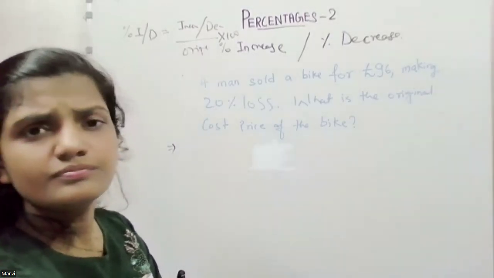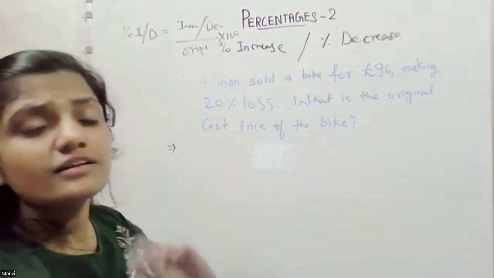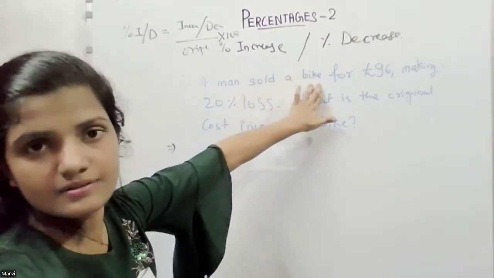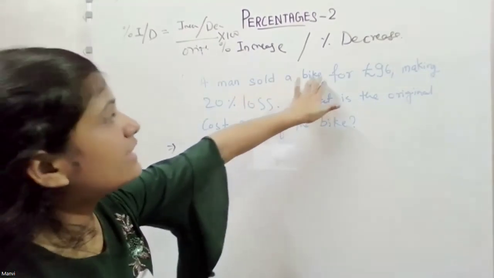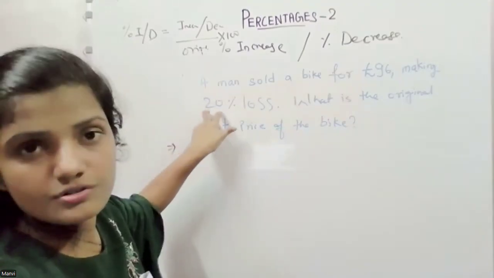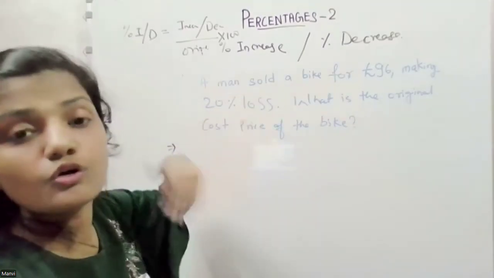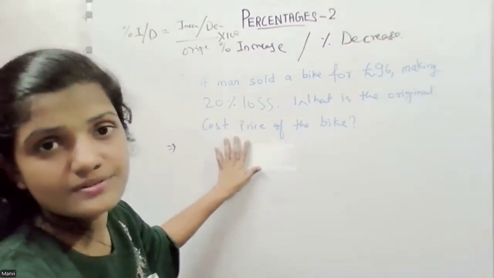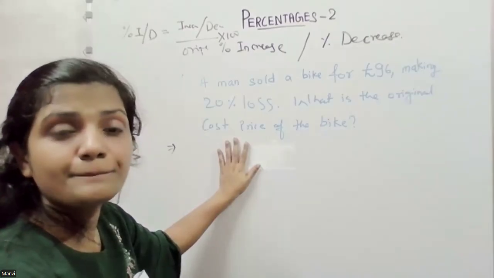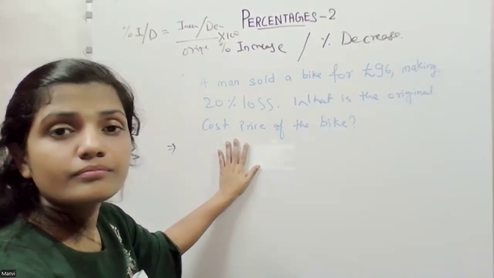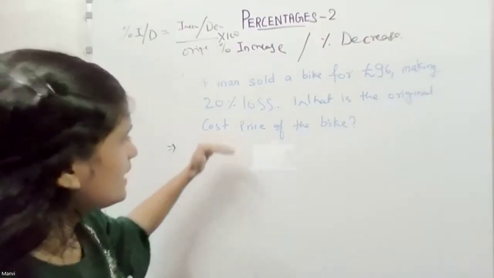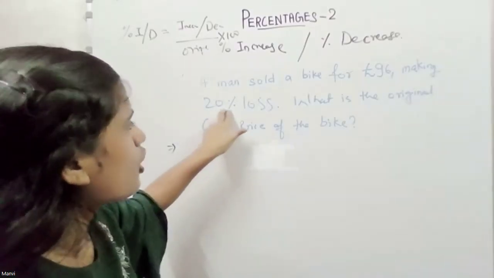No. They just give us the value for the selling price of the bike, which is 96. And they say that if a man sold the bike for 96, then he made 20% loss. And they ask for the original cost price. So what is the cost price? Always what do we assume the cost price will be? Cost price will be 100 always, 100%, right? So if we have cost price as 100% and we are making 20% loss, what will be the selling price then?